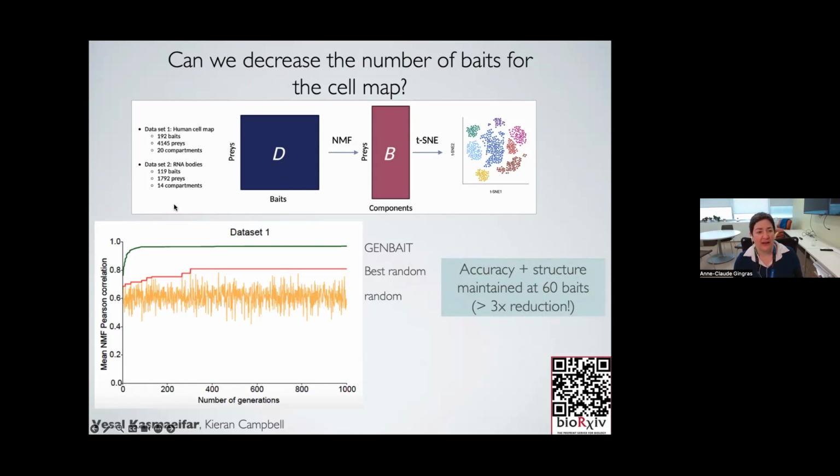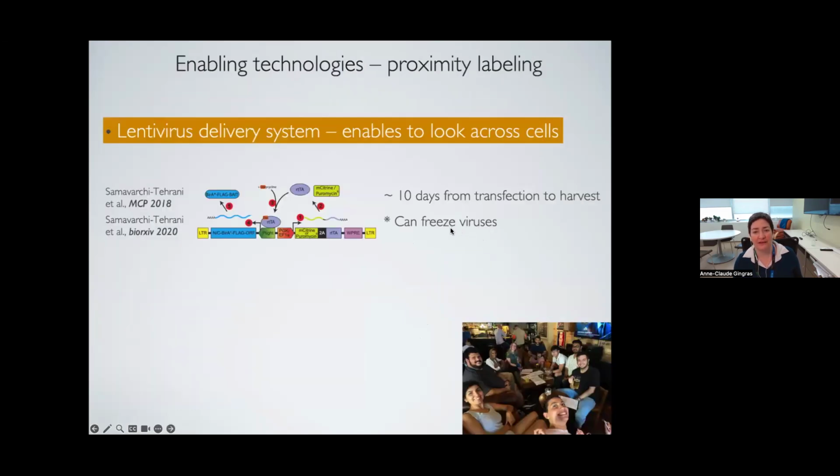which is more than a threefold reduction. And this is true for other data sets that we've looked at, including this RNA body data set. We could really reduce it to much fewer baits. So we think that this is good. We don't need to look at all of the baits all the time. So this is already a good step.